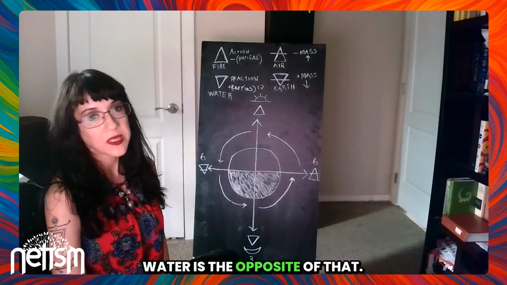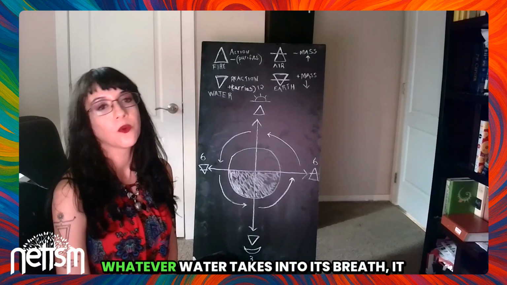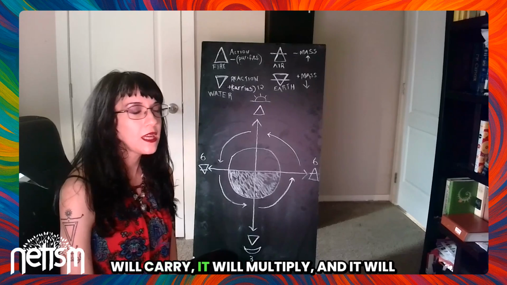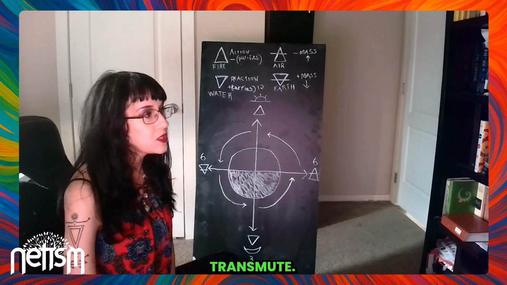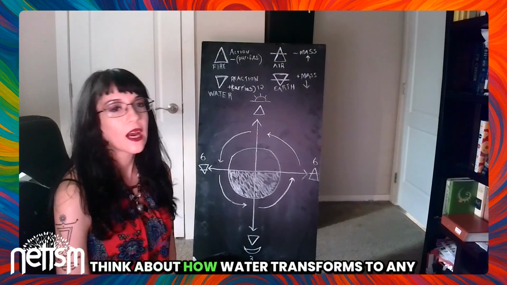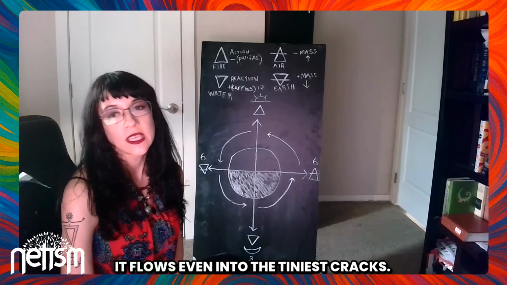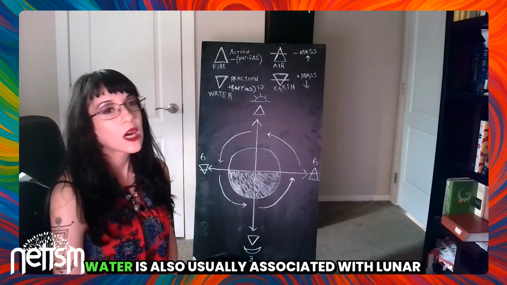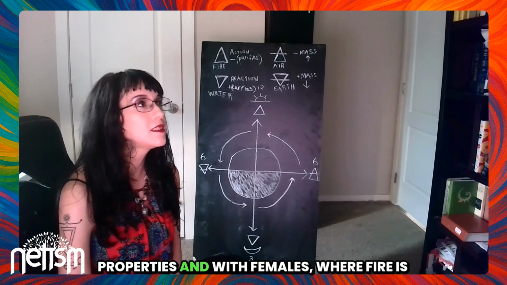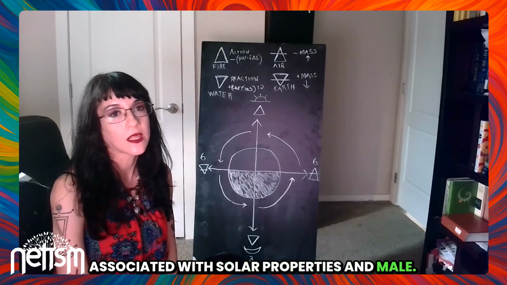Water is the opposite of that. Water is non-discriminatory at all. Whatever water takes into its breath, it will carry, it will multiply, and it will transmute. It is the universal multiplier. Think about how water transforms to any basin that it's put in. It flows even into the tiniest cracks. Water is also usually associated with lunar properties and with females, where fire is associated with solar properties and male.